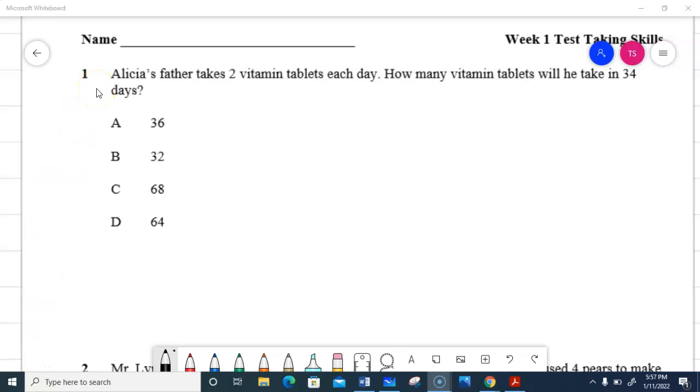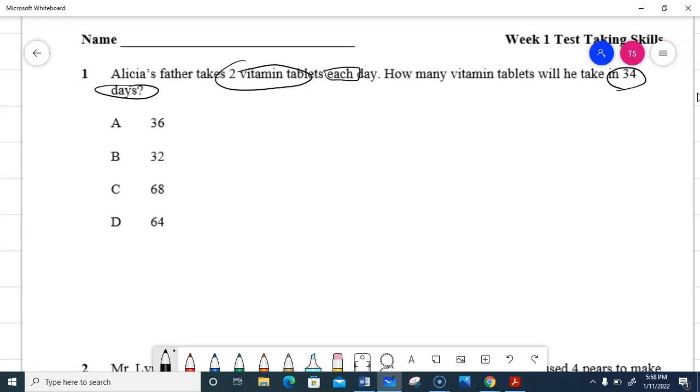Okay, question number 1 in the test taking skills. It says Alicia's father takes 2 vitamin tablets each day. How many vitamin tablets will he take in 34 days? So it's important that he takes 2 vitamin tablets each day, and he does that over a period of 34 days. And try to figure out how many tablets that is.